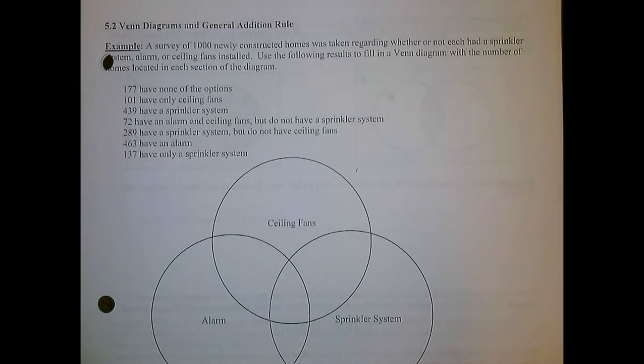What we're going to start off by looking at in this lesson is Venn diagrams. And Venn diagrams are probably something that you have seen before in some of your classes. We use Venn diagrams to show things that different groups have in common and things that different groups are different in. And so in our first example, it says that we were looking at a survey of 1,000 newly constructed homes that was taken regarding whether or not each one had a sprinkler system, an alarm, or a ceiling fan installed. They want us to use the following results to fill in a Venn diagram with the number of homes that are located in each section.